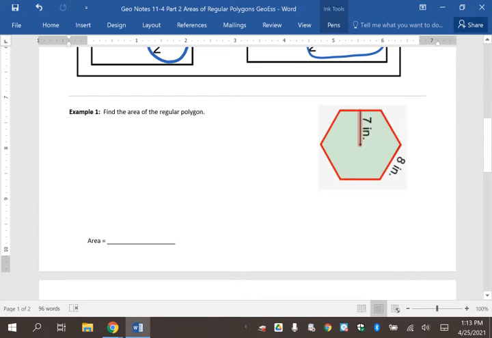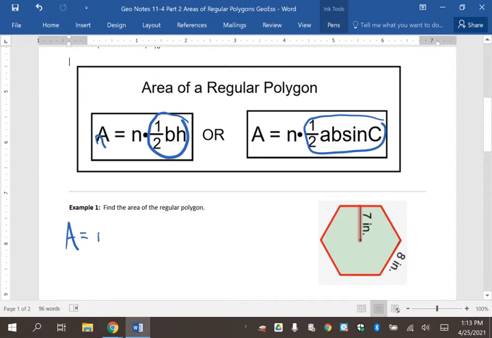Find the area of the regular polygon. We recognize that this is a regular polygon, so this is going to be n times one of those areas. Is it going to be 1/2 base times height or 1/2 AB sine C? Well, here they give us that the triangle has a height of 7 and the base is 8. So we'll use the 1/2 base times height formula.